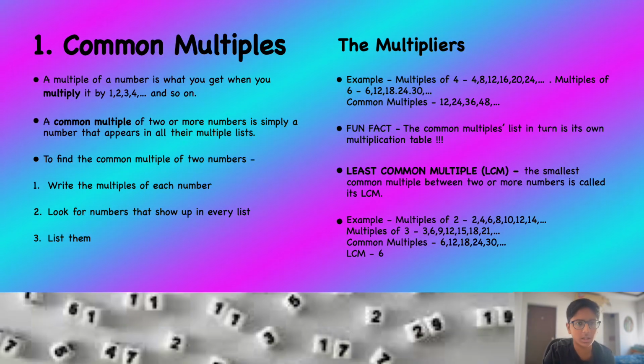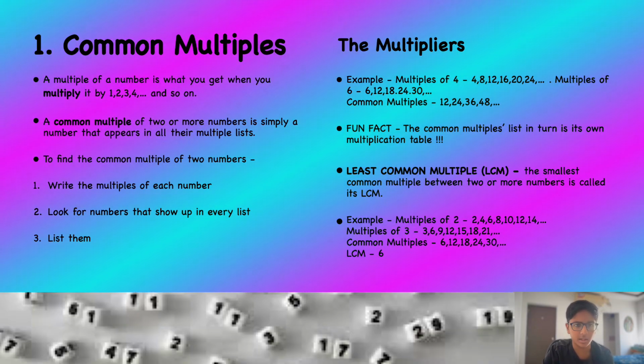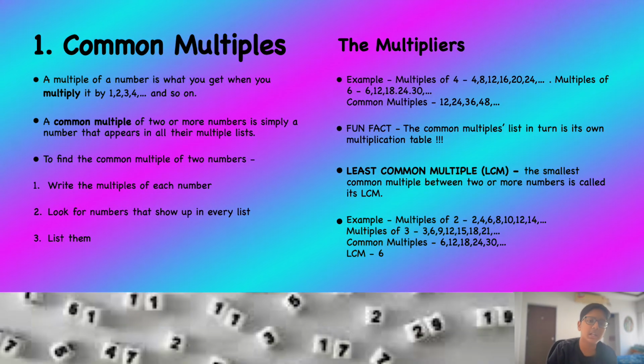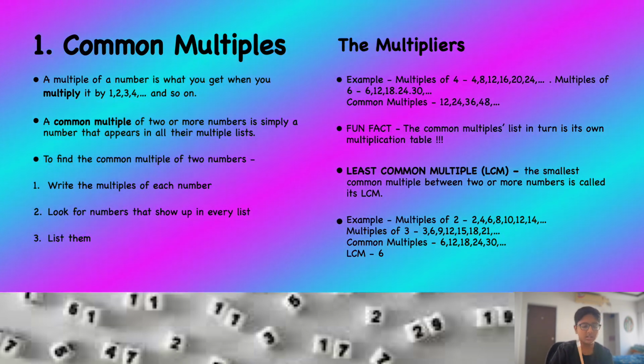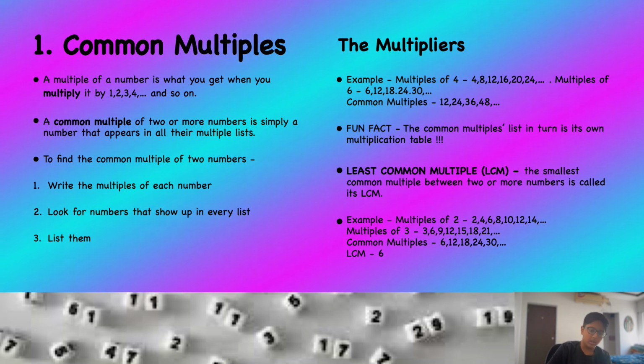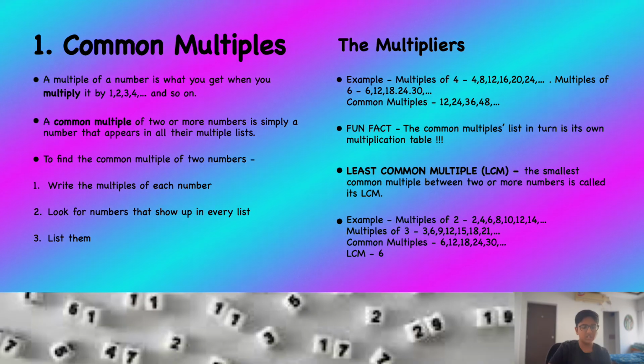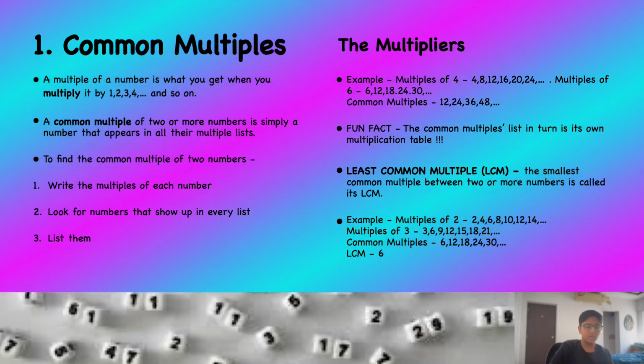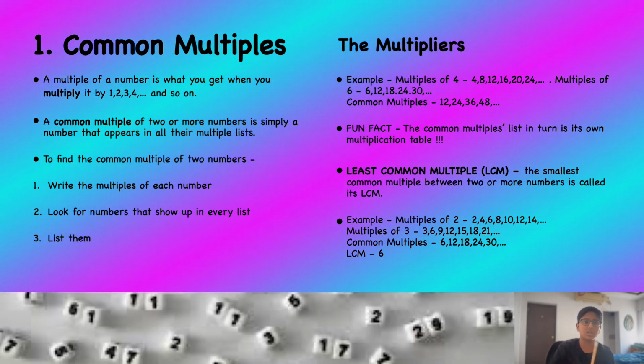Basically, what is a multiple? A multiple of a number is what you get when you multiply it by 1, 2, 3, 4, etc. So, if we have the 5 table, 10 is a multiple of 5 because 10 is 5 into 2. Then 15 also, 5 into 3, 20, 5 into 4, and so on.